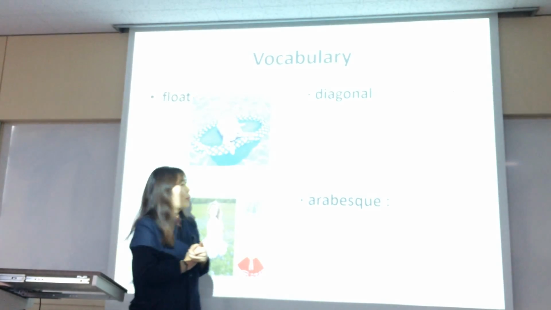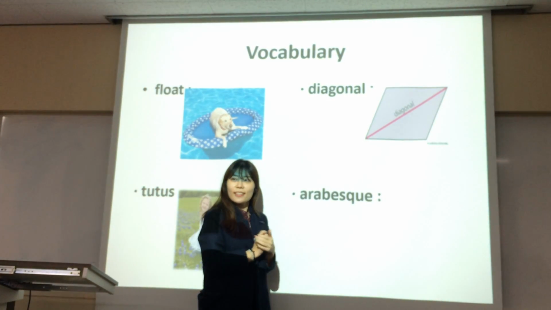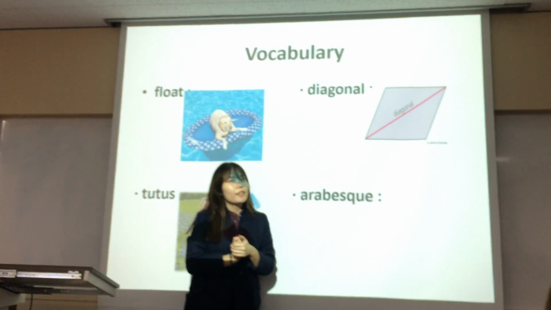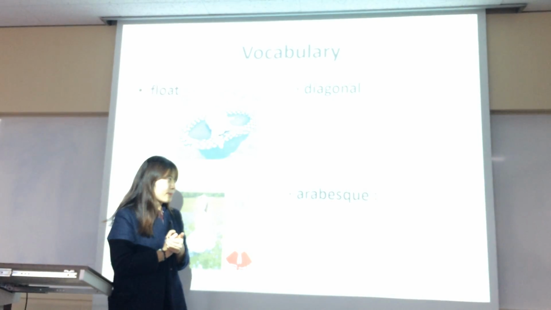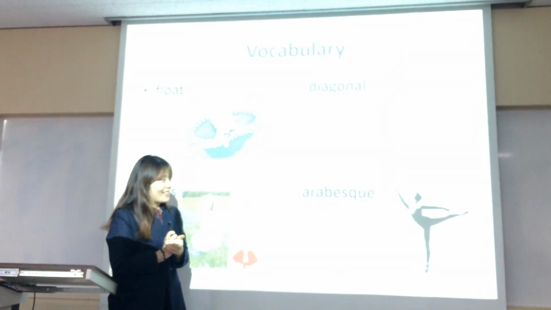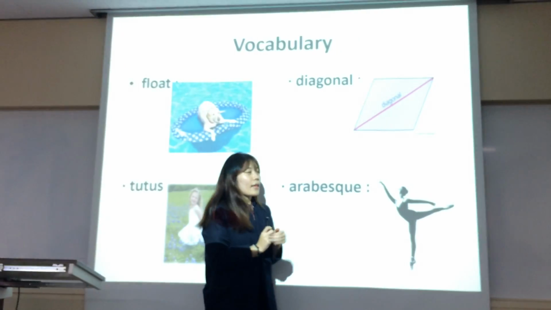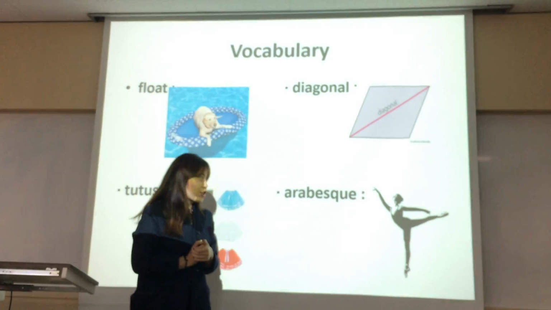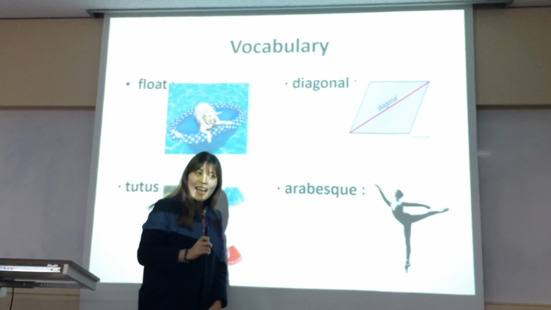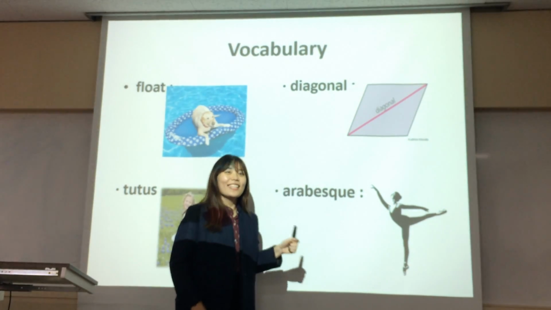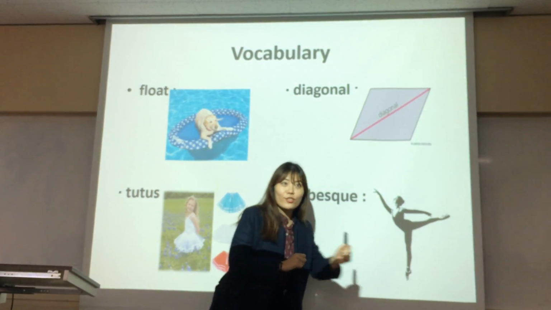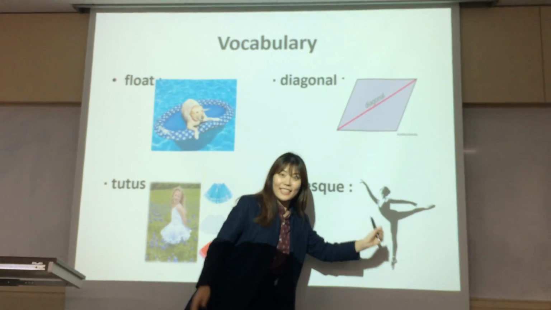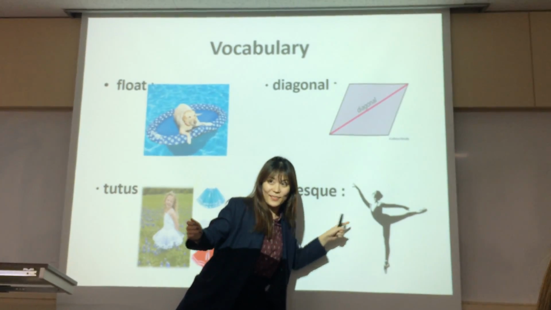Last, what is the meaning of arabesque? No one? Yes, I know it's a little bit difficult word. It is like this. It is a position of ballet dance in which you stand on one foot with the other leg straight behind you. It looks like this. Same as this picture, right?